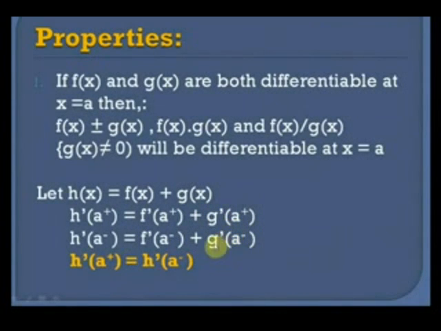So we see that the left hand derivative of h(x) at the point x equal to a is equal to the right hand derivative of h(x) at the point x equal to a. So h(x) is a differentiable function at the point x equal to a. Similarly, we can prove for f(x) into g(x) and f(x) by g(x).